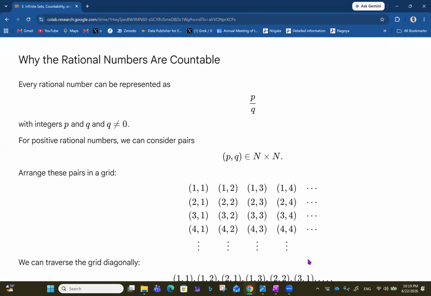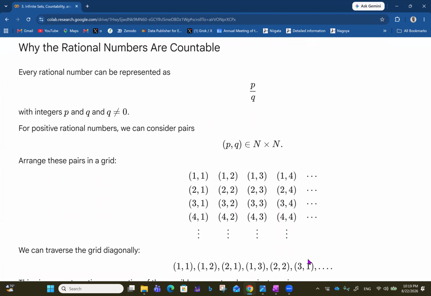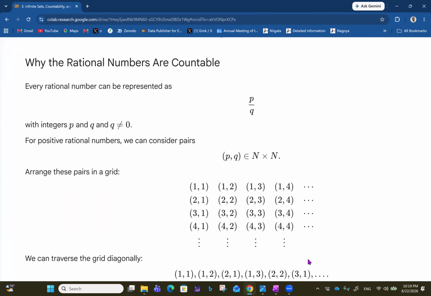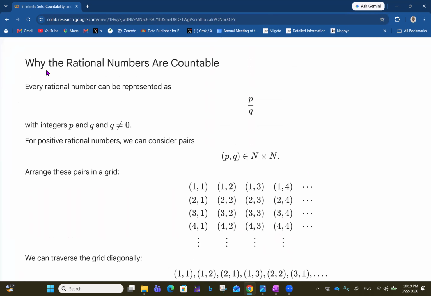Then we have why rational numbers are countable. It's a bit trickier with rational numbers, but why are they countable? Every rational number can be represented as p over q with integers p and q, where q is not equal to 0. So for positive rational numbers, we can consider pairs (p, q) belonging to the Cartesian product N by N, natural number multiplied by natural number. If you arrange these pairs in a grid, you can have (1,1), (1,2), (1,3), (1,4), (2,1), (2,2), all the way down, and you have (4,1) all the way down and right and left like that.